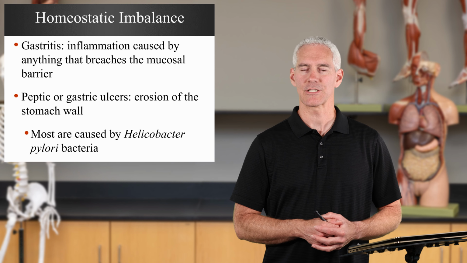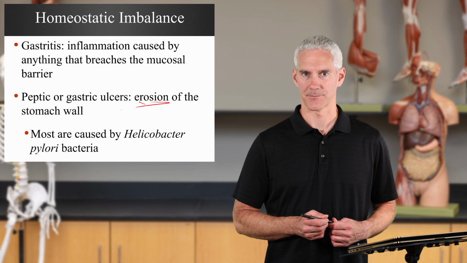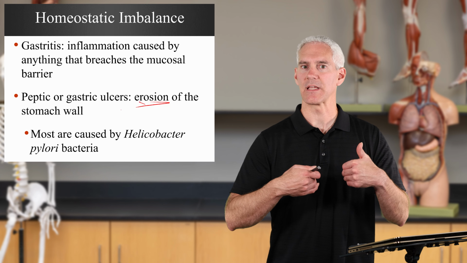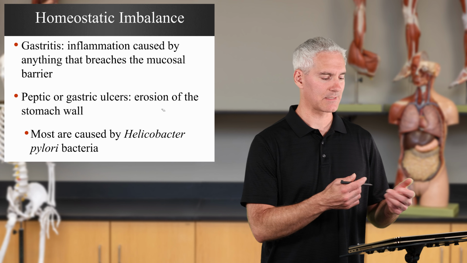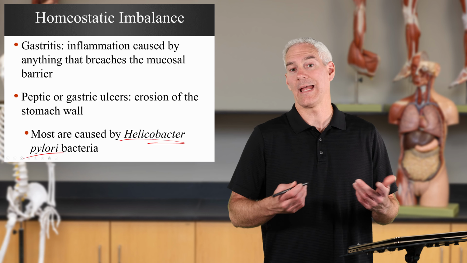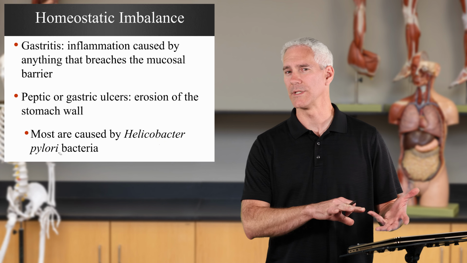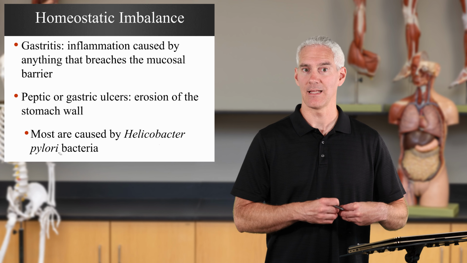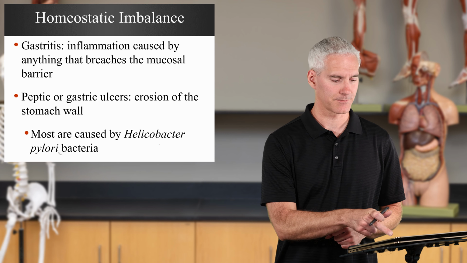We have peptic or gastric ulcers. Now, these ulcers occur when you erode the wall of the stomach. That means the simple columnar is destroyed, and you start to destroy things further below that as well. A lot of these peptic ulcers, or gastric ulcers as they're called, are caused by Helicobacter pylori, or H. pylori. Now, this bacteria is the typical cause, not the only cause, but the most common cause. It causes irritation and destruction of the stomach lining, creating an opening or a hole, which is the ulcer.